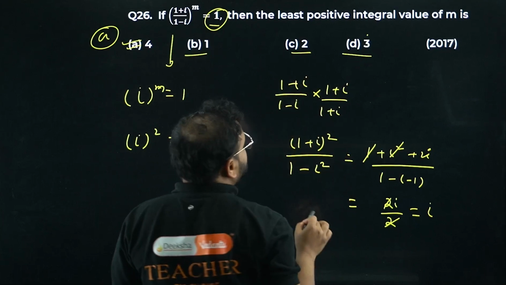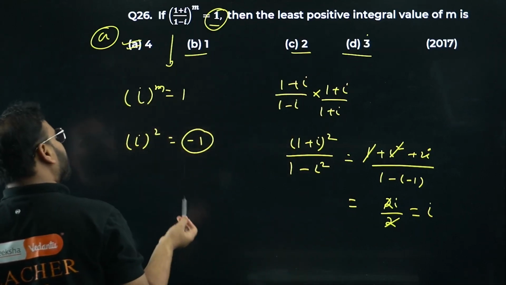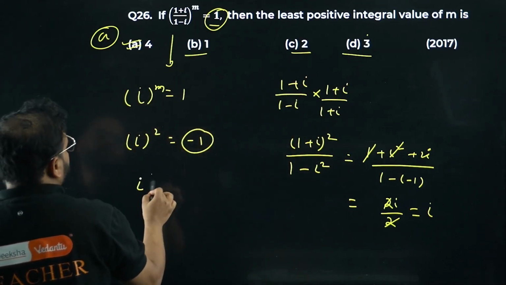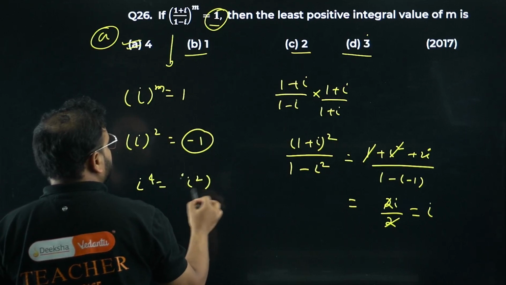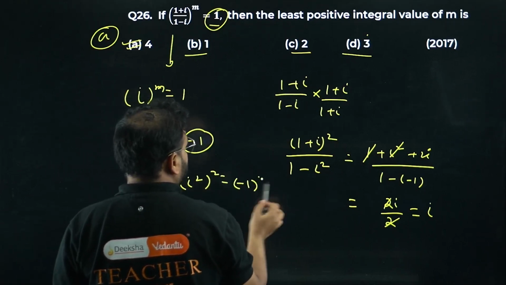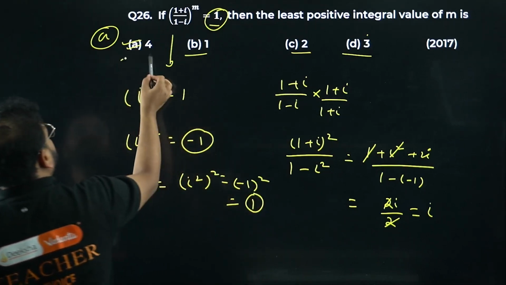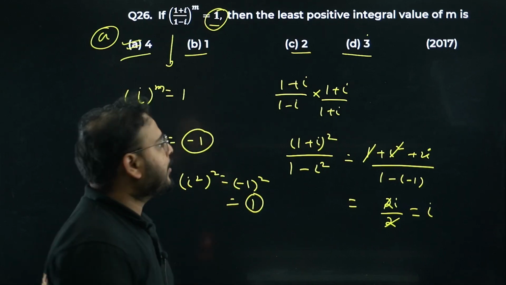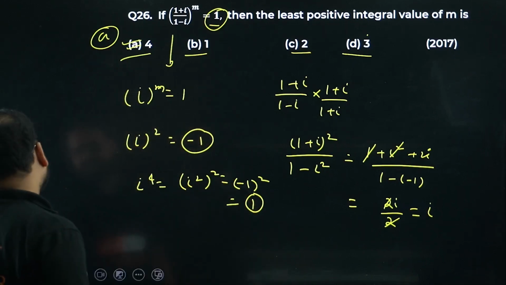Again, it'll be in terms of minus i. If you take i square, it'll be minus 1. I want it to be i power 4. It'll become i square the square. How much is that? Minus 1 square. How much is that? Simply 1. Hence, answer is option A, 4. Done. That approach we will use in a different question. 26 is done. 27 now.